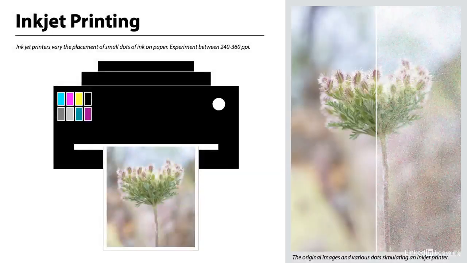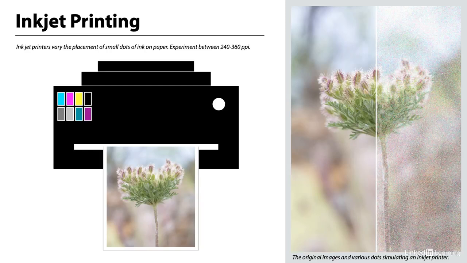Next is inkjet printing. Inkjet printers also print dots on paper, but if you look at the print under a magnifying glass, you're not going to see any halftone patterns. This is because inkjet printers vary the placement of very, very small dots of ink on paper. Inkjet printers print using cyan, magenta, yellow, and black, but many also have additional inks like light blacks or a darker cyan and magenta to increase the number of colors that they can print. An inkjet printer typically needs a resolution between 240 and 360 pixels per inch, depending on the desired quality of the print.